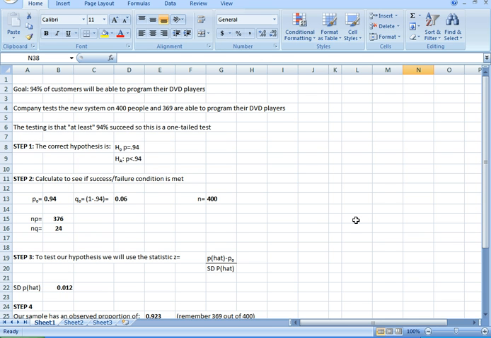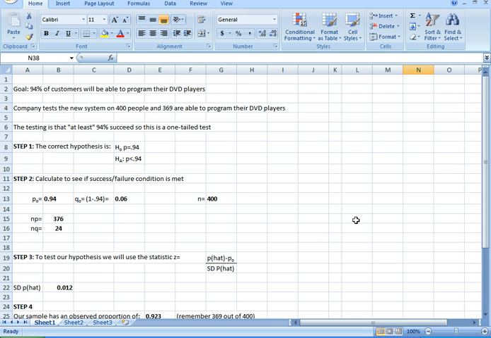So the company has come up with a set of instructions that they believe is easier to use, and their goal is to have at least 94% of their customers able to use their DVD players after using their new instructions. The company tests the new system on 400 people, and 369 of those are able to program their DVD players.